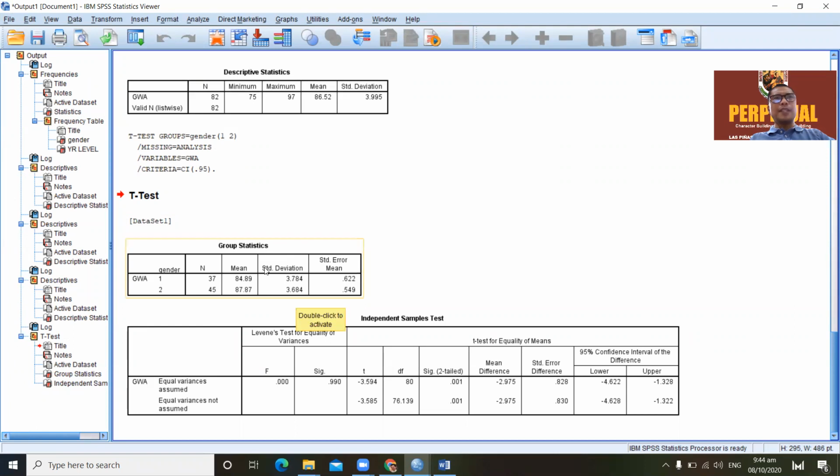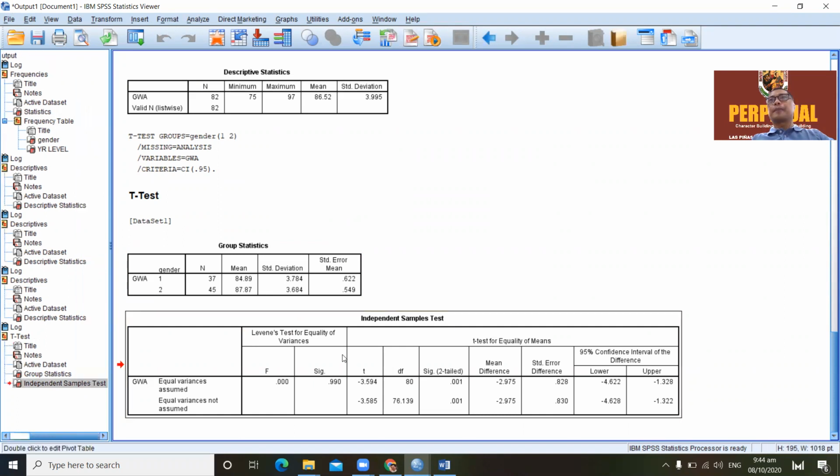If you could see, there is a difference. Females have a slightly higher academic performance compared to the males. However, the question is, is the difference enough to say that there is a significant difference? And we would determine that statistically. So you try to go to this table.